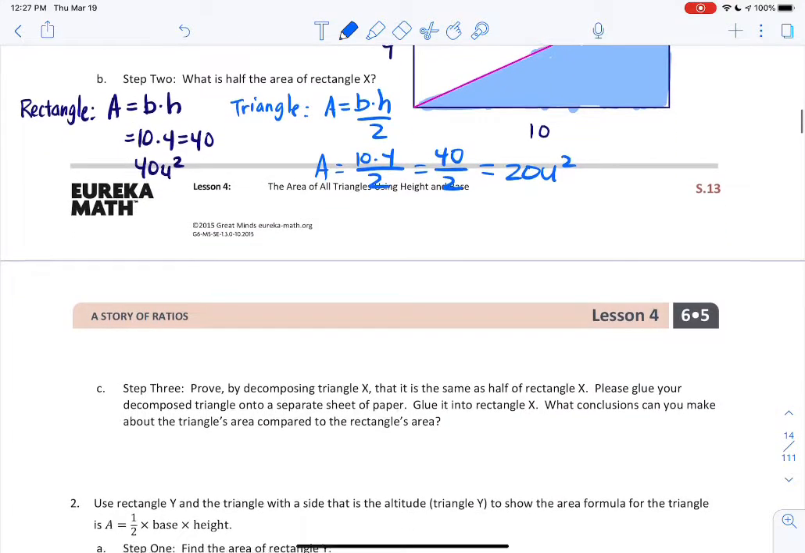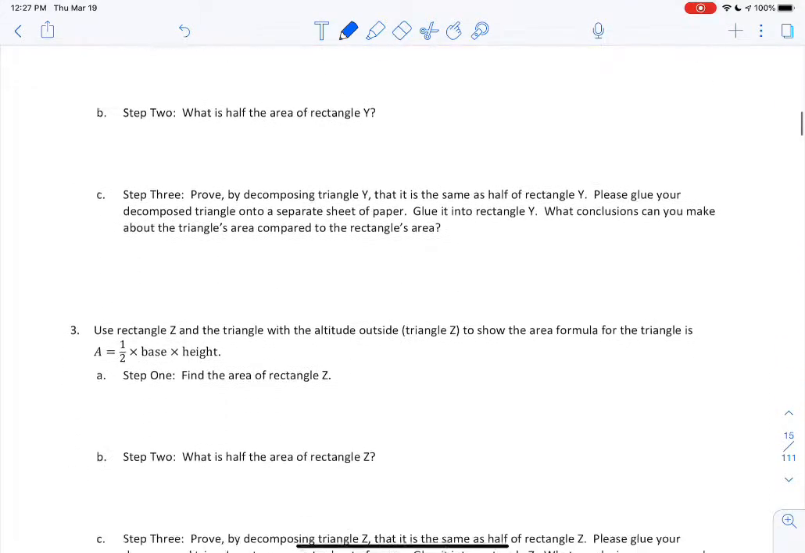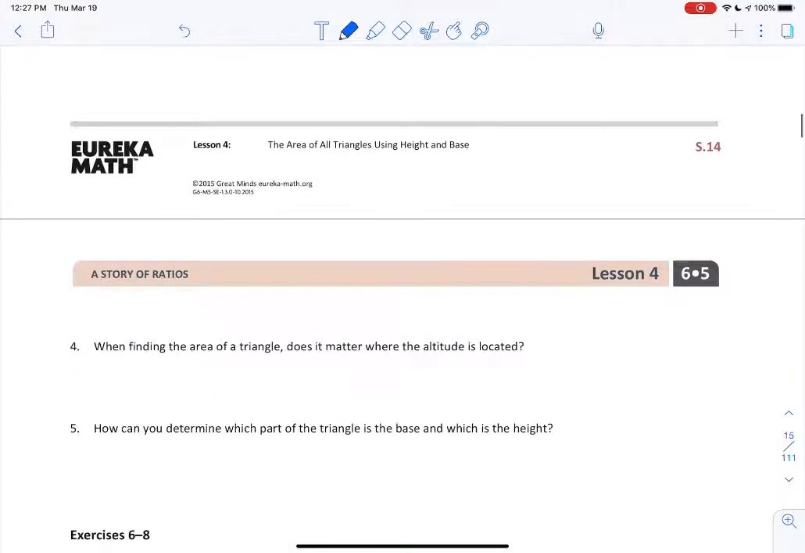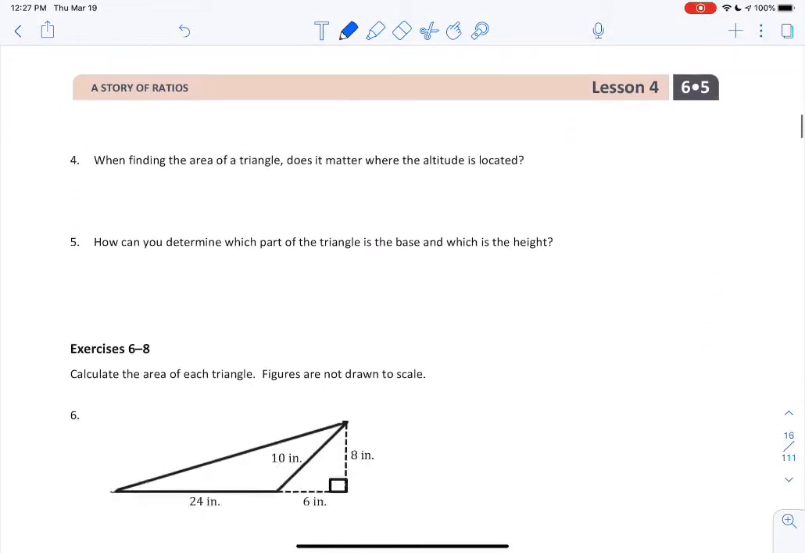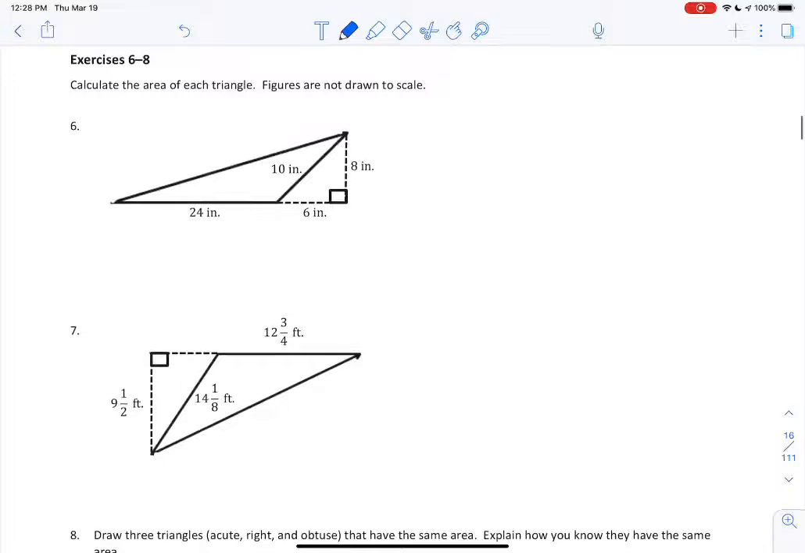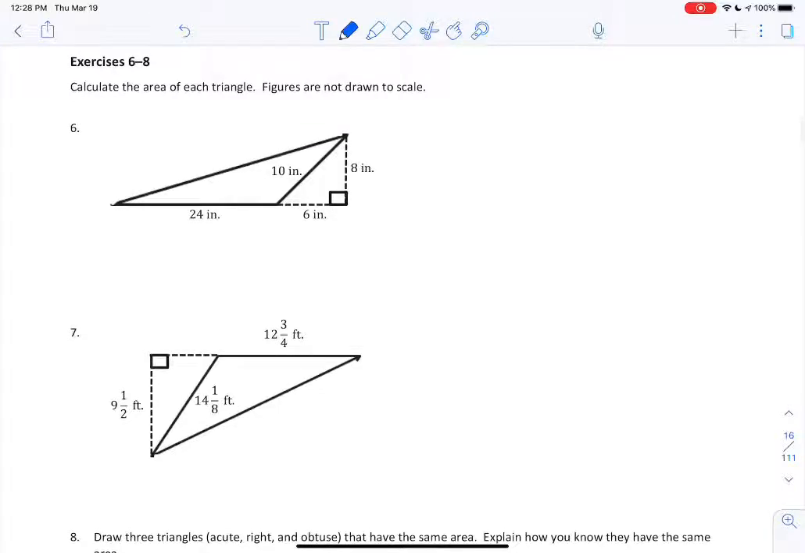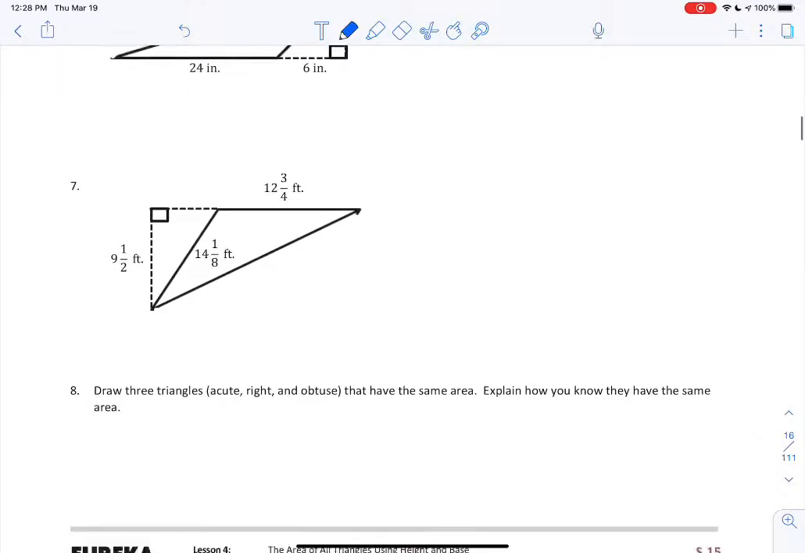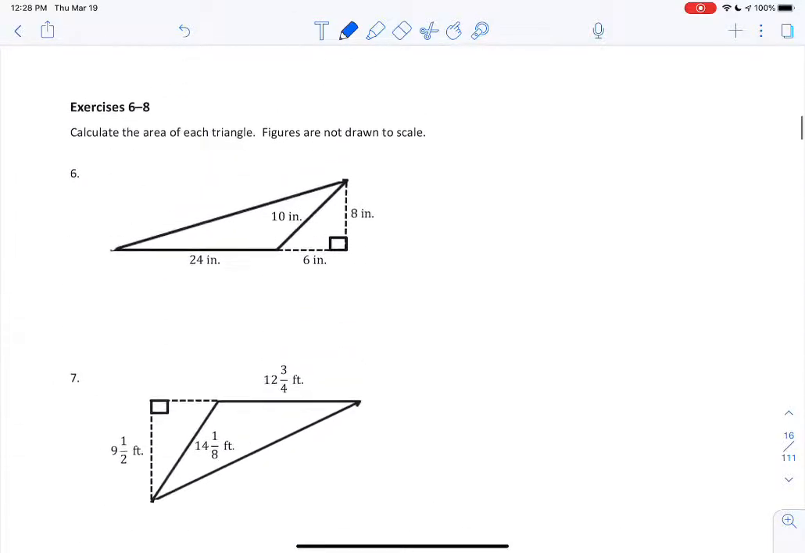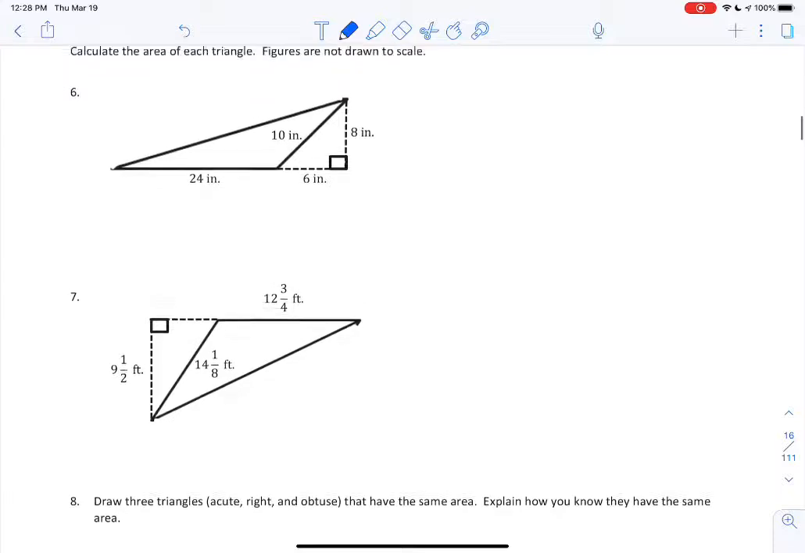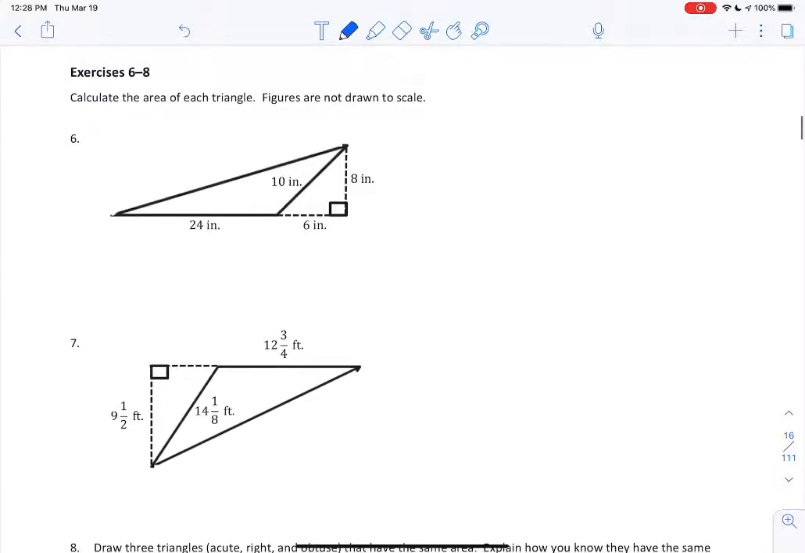So I'm just going to move past the exploratory challenge problems and scroll all the way down until we get to the exercise problems 6 through 8. These are just going to be some more of your triangle type problems. I ask that you go ahead and work on numbers 6, 7, and 8. Try your best on your own. Pause the video right now and get these problems done.